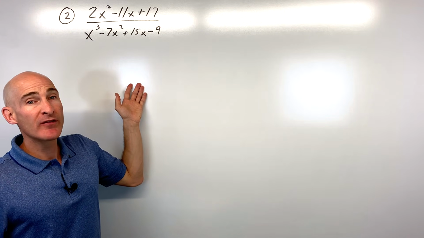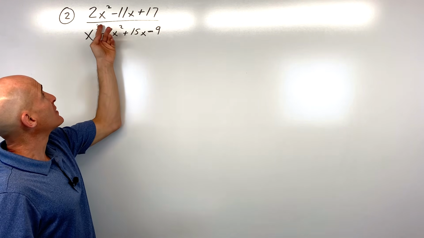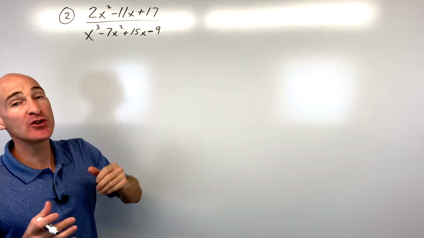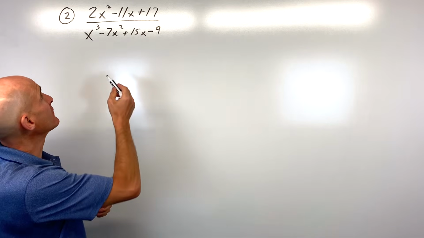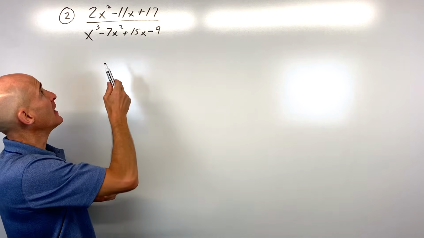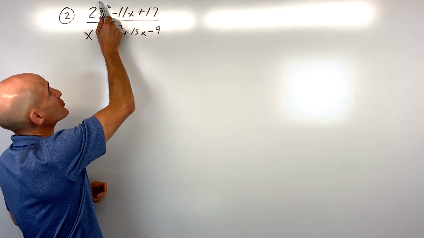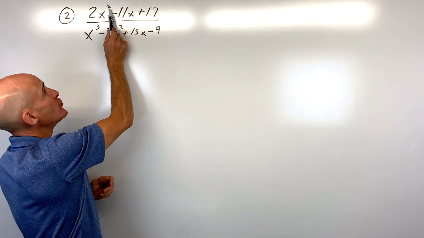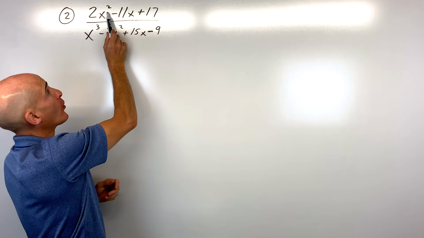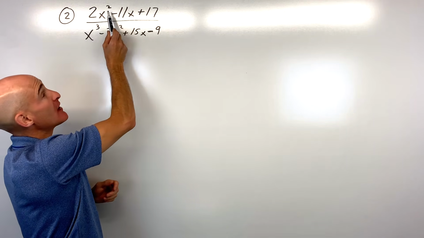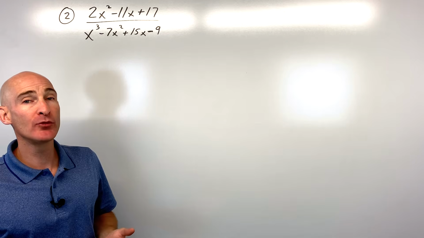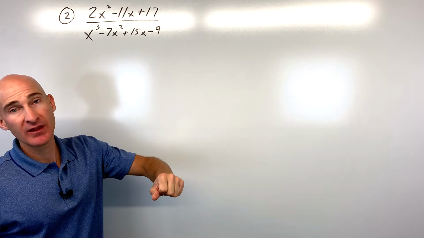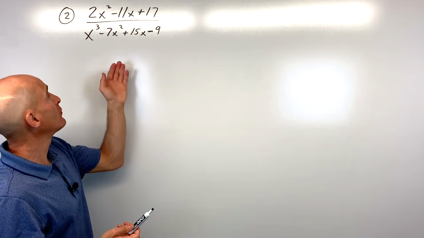Okay, number 2, we have a little bit more challenging problem now. We've got 2x squared minus 11x plus 17 all over this denominator. The first thing you want to do is ask yourself, is this an improper fraction? The way you do that is you look at the highest powered term in the numerator and the highest powered term in the denominator, and if the one in the numerator is higher or equal, then you have an improper fraction. You have to do polynomial long division or synthetic division, depending on the problem, to rewrite it. Then you'll proceed from there to do the partial fraction decomposition.